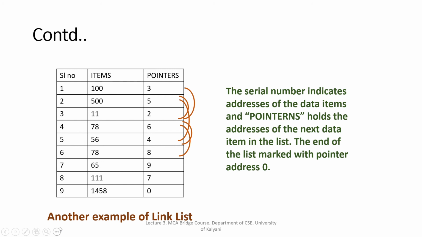If we put the different elements of the linked list in a tabular format, we can show how these particular elements are linked together. Suppose the first element 100 is linked to the third element. The second element is linked to element number 5, that is 56. In turn, element number 5 is linked to element number 4, that is 78. In this way, different elements are linked together, and we have marked 0 to represent the end of the list.